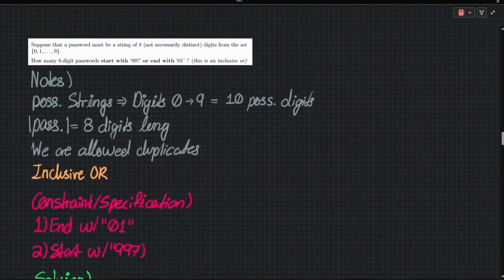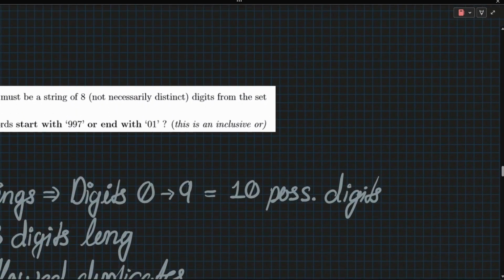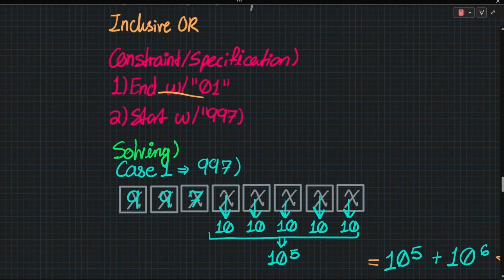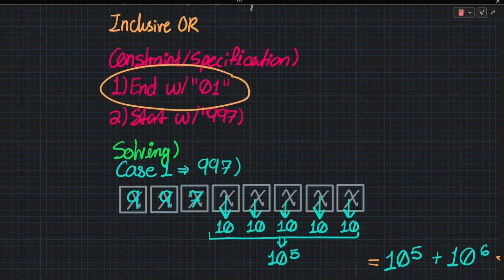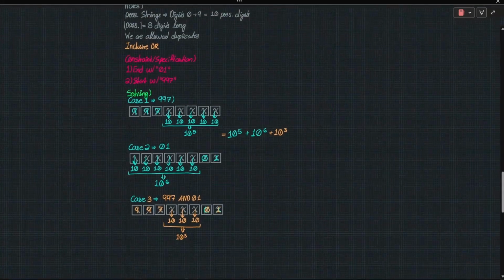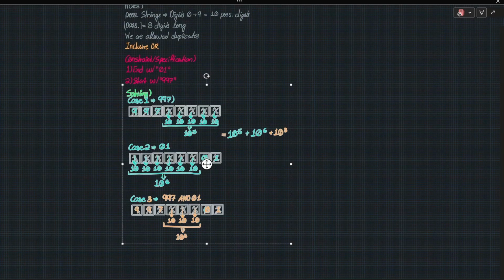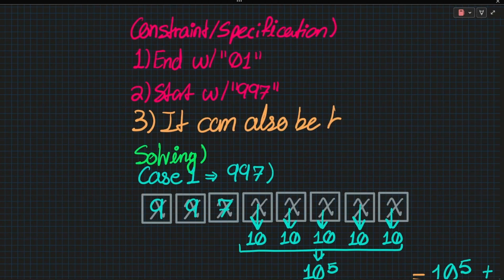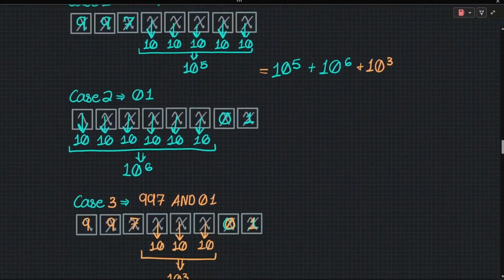So that's when you pay attention to the wording. If this had been an exclusive or, then we'd only consider cases where it's either starting with 997 or ending with 01, but not both. That's the exclusive or. But we're considering all 3 cases with an inclusive or. So again, the third specification is that it can also be both: starting with 997 and ending with 01.